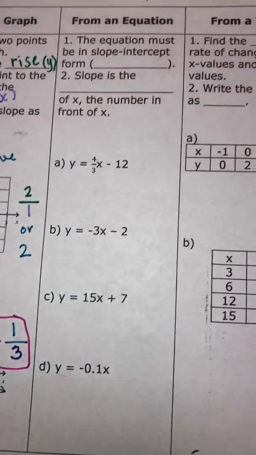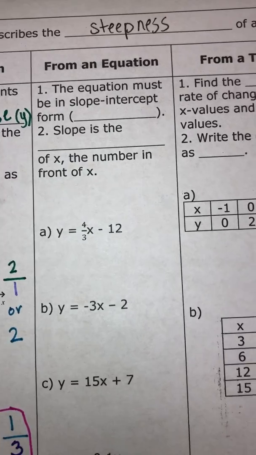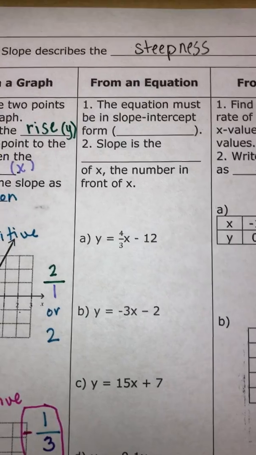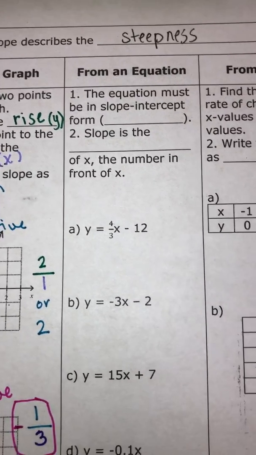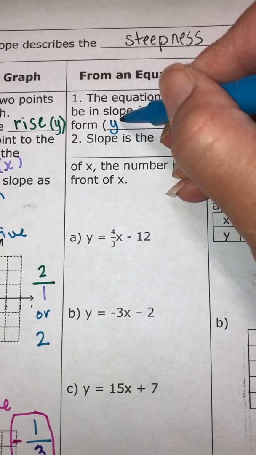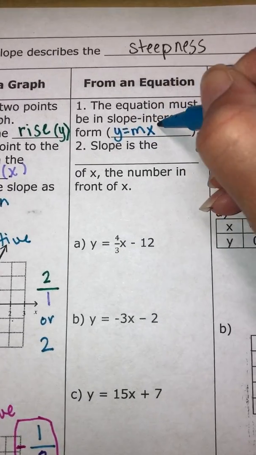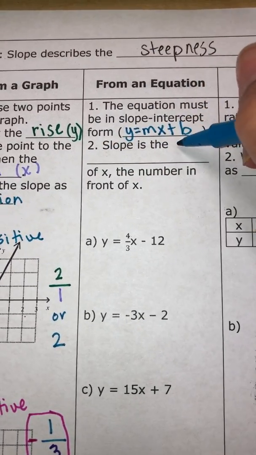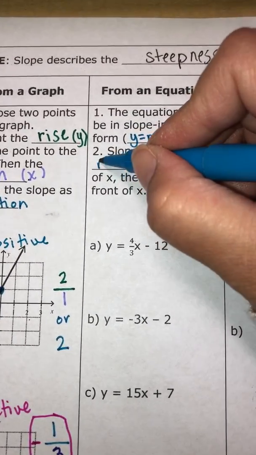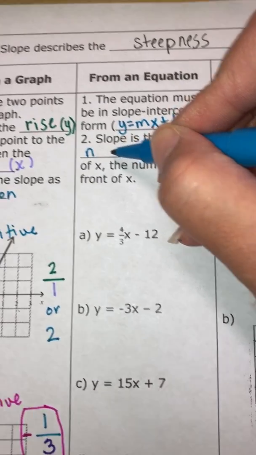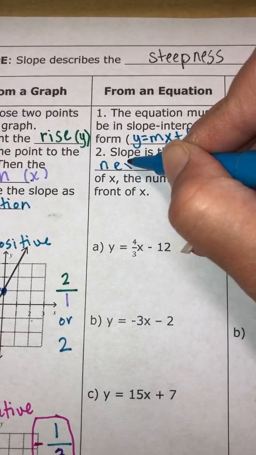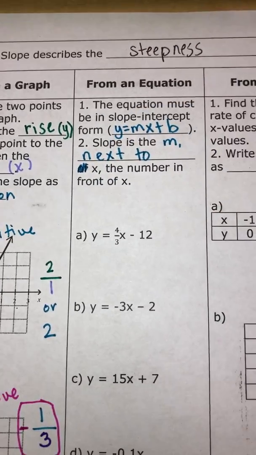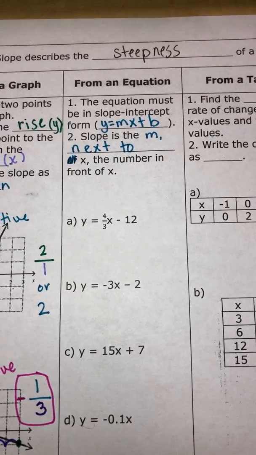Okay, now let's find slope from an equation. And so far, all we're going to be focusing on is the slope-intercept equation, so that should be easy. So the equation must be in slope-intercept form. Remember, that's the one that sounds like this, y equals mx plus b. Slope is the m, which is next to the x. Next to x, or the number in front of x.